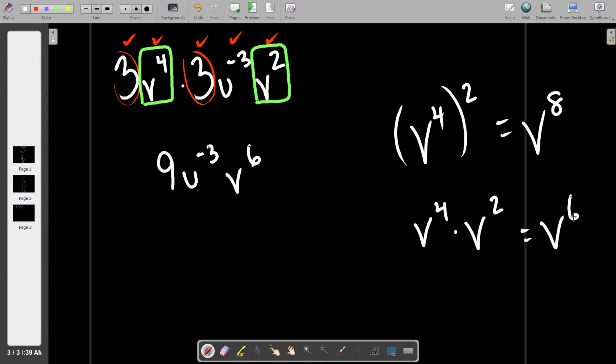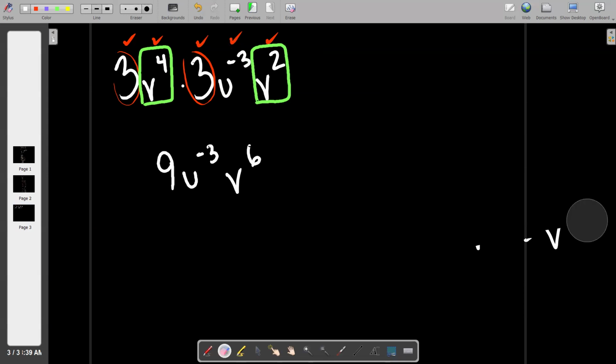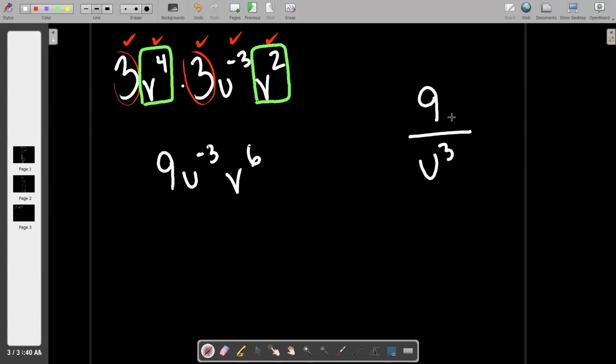That's what we get. So now you look at your answer and you ask yourself, how many entities do you see? And I see 3. Does the 9 stay or go? 9 stays. Does the U stay or go? Goes. And he becomes U to the 3rd. Does the V stay or go? Stays. And there, my friends, is problem 1.